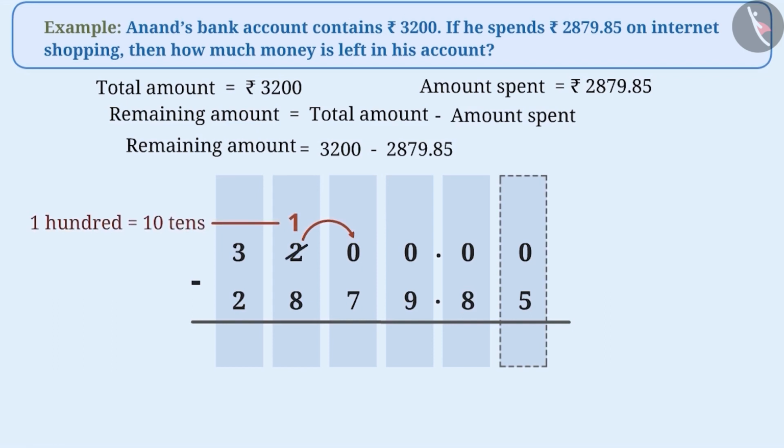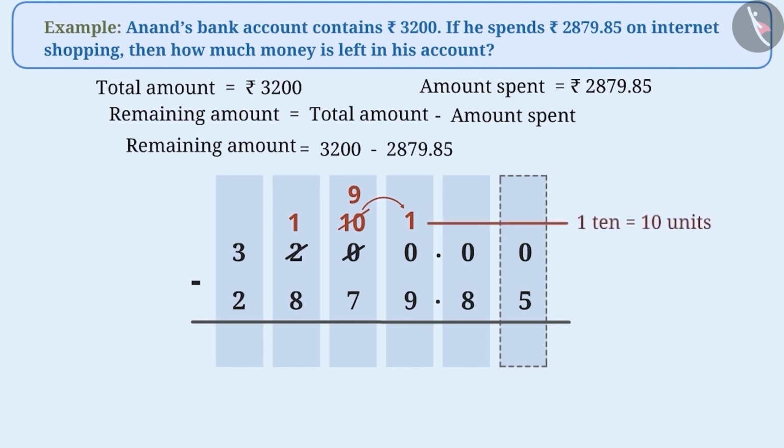100 is equal to 10 tens. Therefore, we will add the digit at tens place with 10. Now, the value at this place is 10. If we give 1 from this to the units, 9 remains at the tens place. 110 is equal to 10 units. That means there are 10 units at the unit place. If we give 1 from this to the tens, 9 remains at units place and 10 at the tens place.